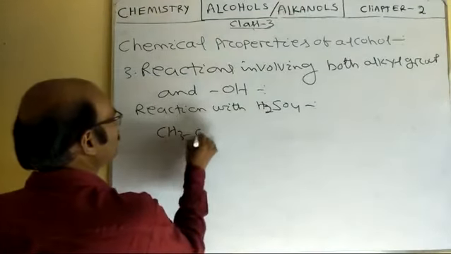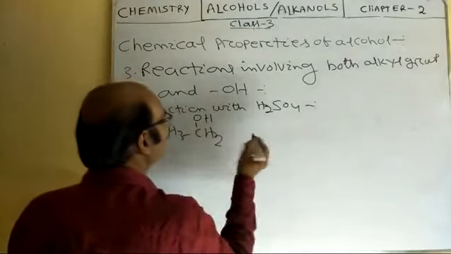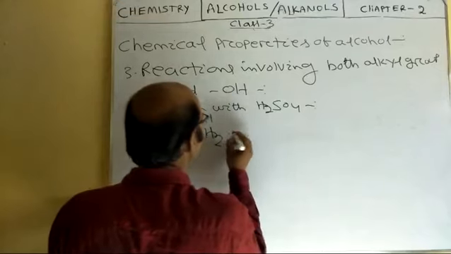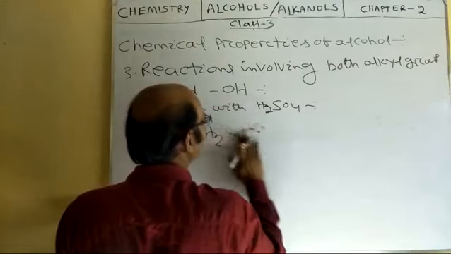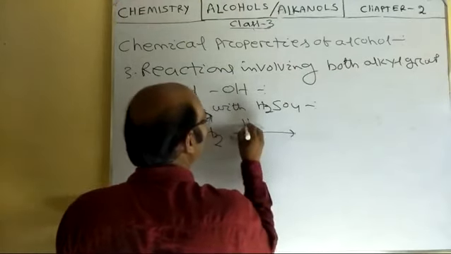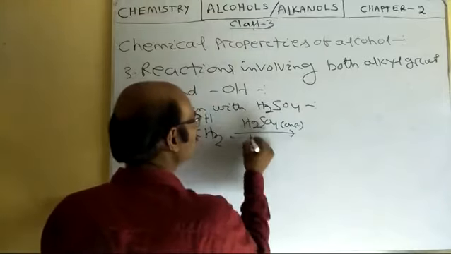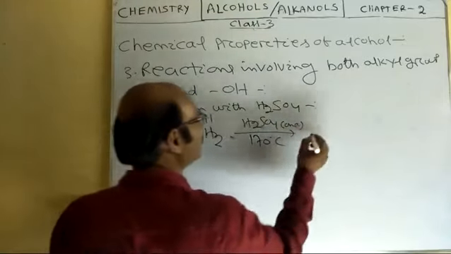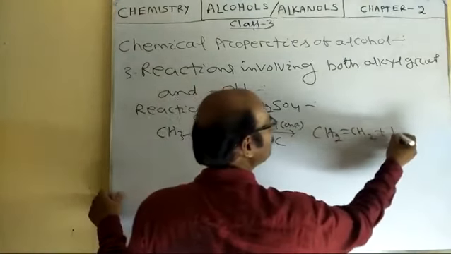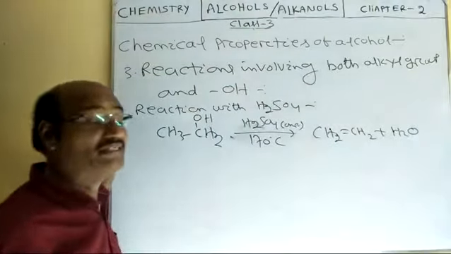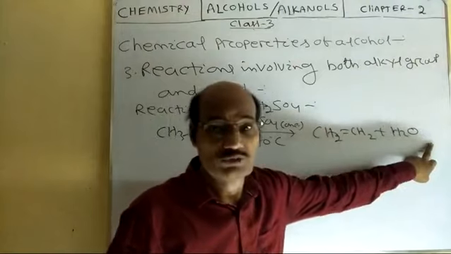CH3CH2OH plus H2SO4, concentrated, 170 degrees centigrade, you get CH2=CH2 plus H2O. This is also called dehydration. A water molecule is being removed, dehydration.